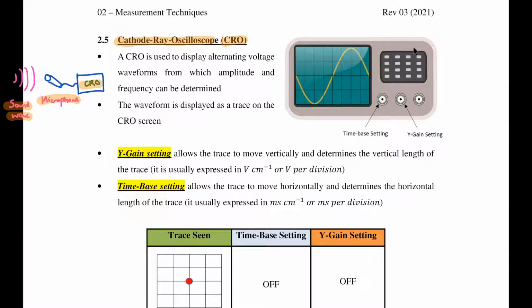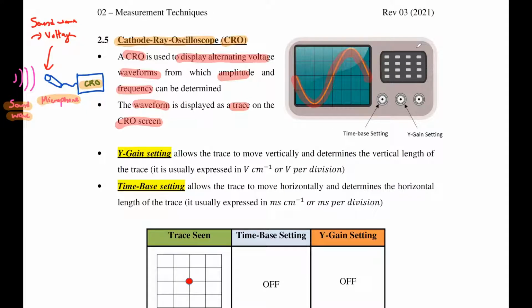The microphone will actually pick up the sound wave and convert the sound wave into voltage signals. From there, the CRO will display it as an alternating voltage waveform from which the amplitude and frequency can be determined. The waveform is seen as a trace on the CRO screen, similar to this.